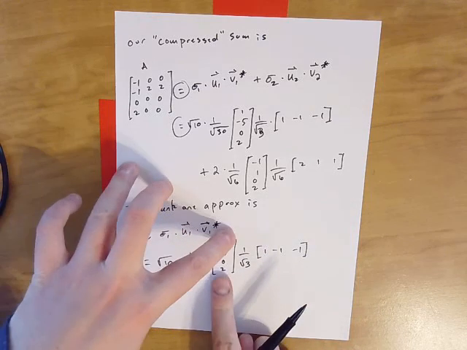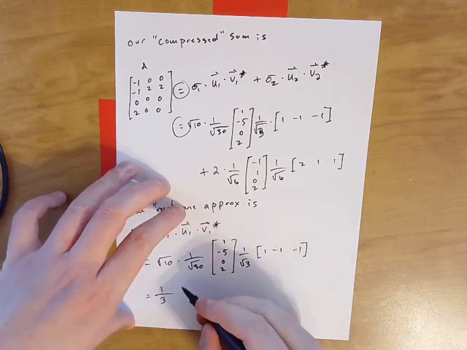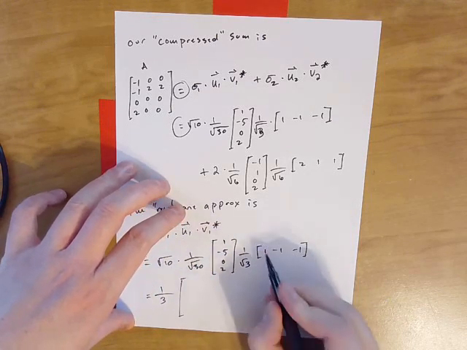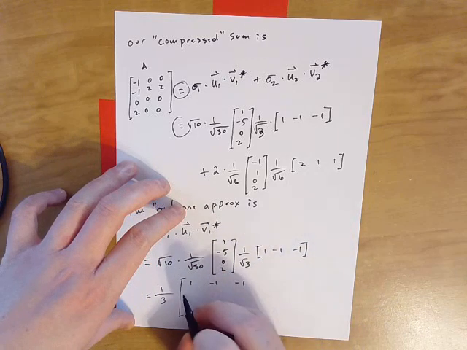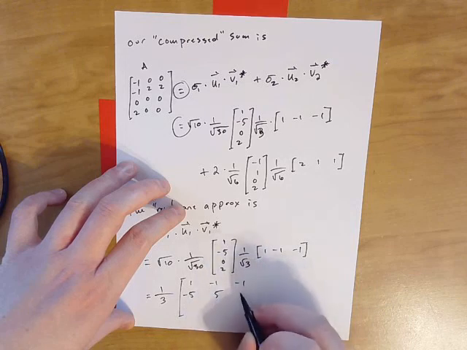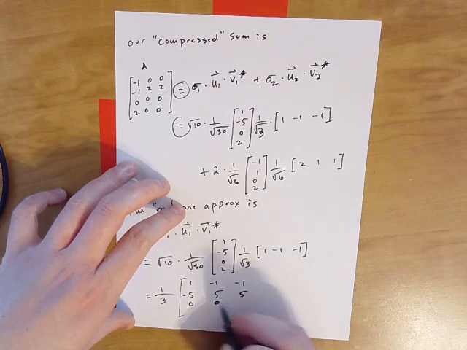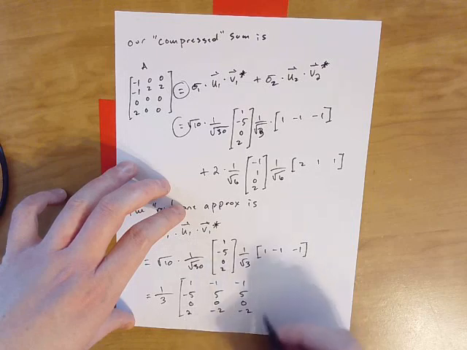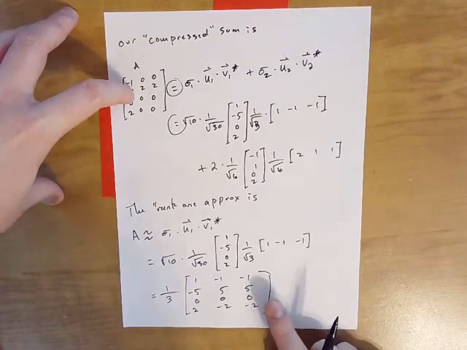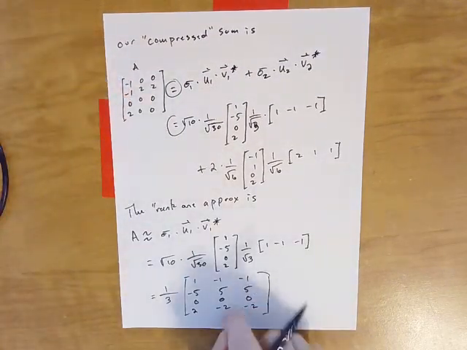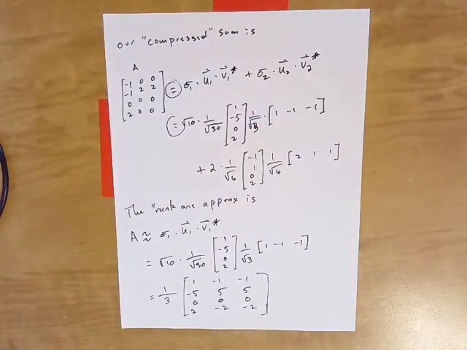And then when I multiply this column by this row, what do I get? I get 1, negative 1, negative 1; negative 5, 5, 5; 0, 0, 0; 2, negative 2, negative 2. So this is a rank 1 matrix, which is definitely not equal to A, but this is considered to be a rank 1 matrix that approximates this A.